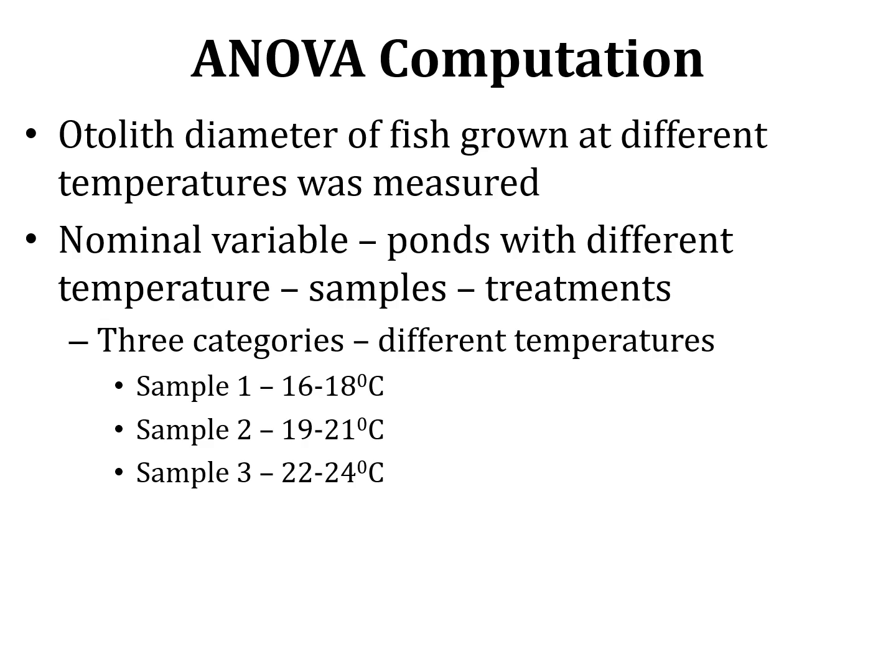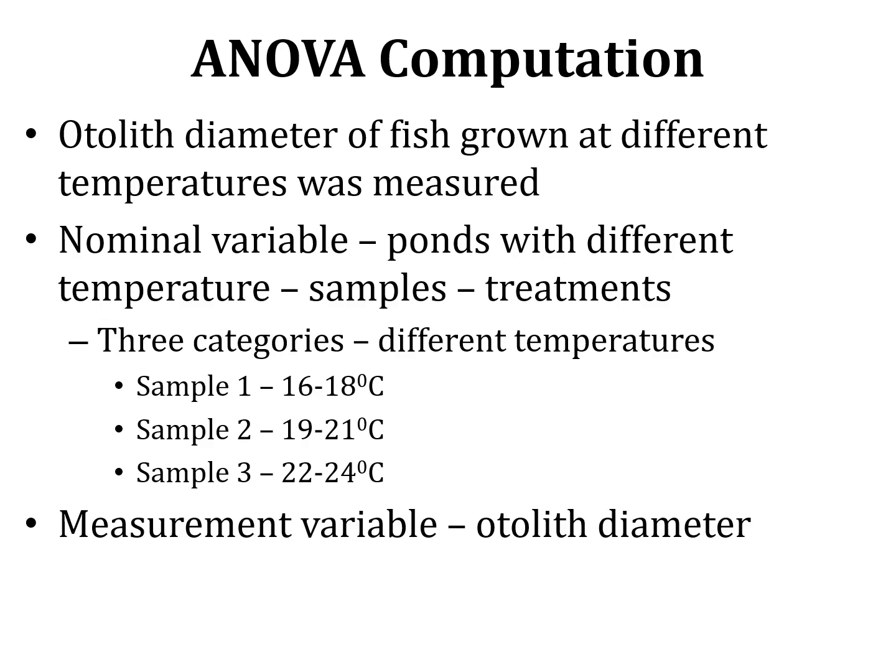Sample number 1 is from the treatment which is 16 to 18 degrees Celsius. Sample number 2 is the treatment which is 19 to 21 degrees Celsius. And sample number 3 constitutes the fish which are grown at the temperature treatment of 22 to 24 degrees Celsius, right? So we have three categories of the nominal variable over here. And the measurement variable is the otolith diameter.